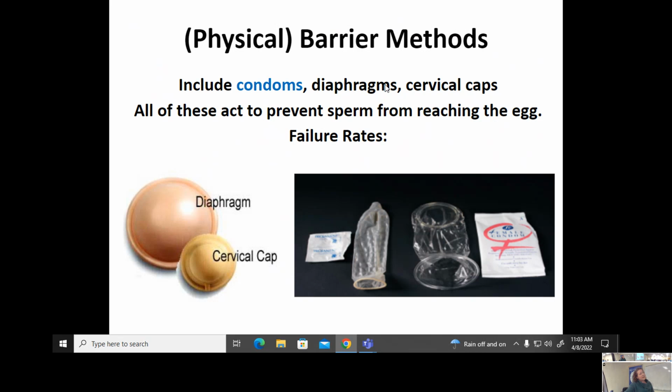There are structures called diaphragms and cervical caps, which are female barrier structures. And what these do, a diaphragm is going to block the vagina. I'm trying to think how to describe it.